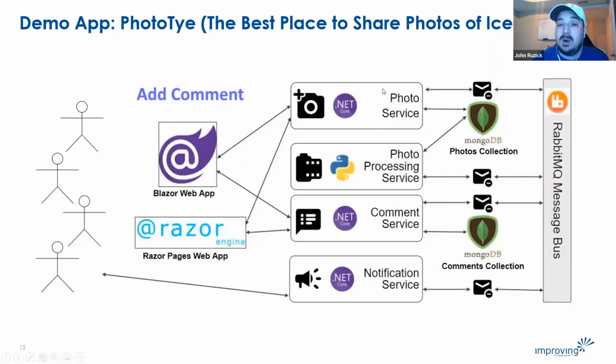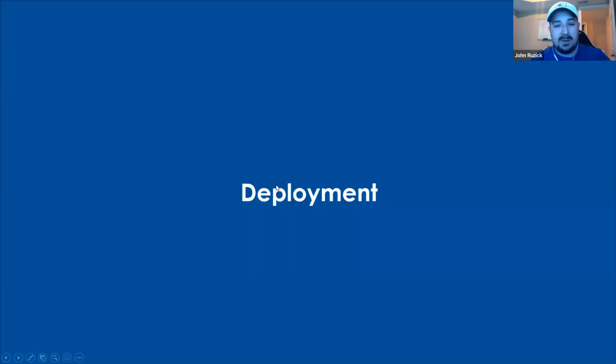We've got a couple services, so our photo service and a comment service, as well as a notification service that is managing our SignalR connections. Those are all .NET Core projects. Then we've got a photo processing service, and this is in Python. So we've got different languages going around here. It's all using a MongoDB database. And then there's a RabbitMQ message bus that is supporting communication between these services and kicking off different events. As I go ahead and deploy this and show you some things, this will make sense of where this is all going.